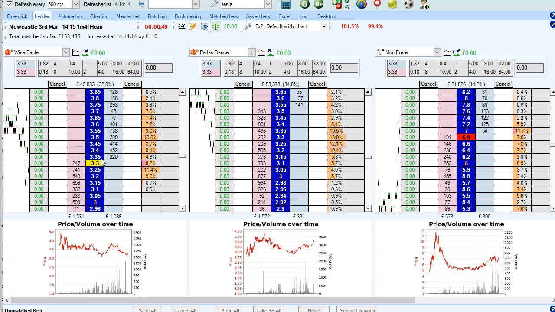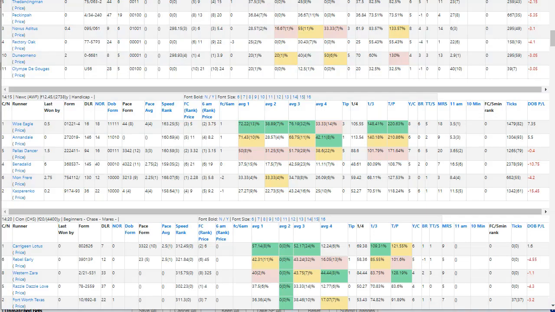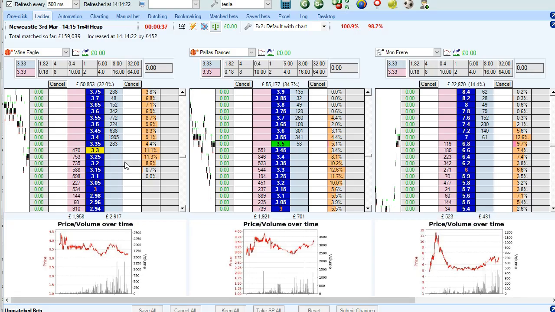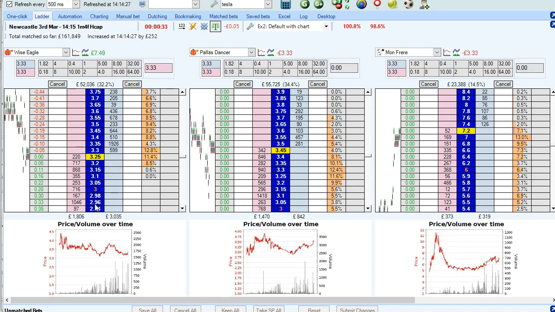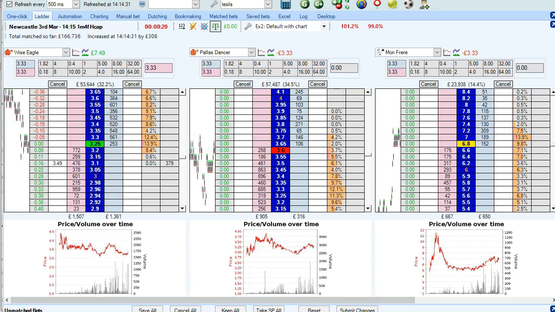What was our runner again? I think it was Wise Eagle, wasn't it? So our runner is Wise Eagle, and we've got to get in here now really. Well, let's put in, see what happens. 1, 2, 3 ticks. Probably won't get this before the off now, so keep all. Oh, we might.